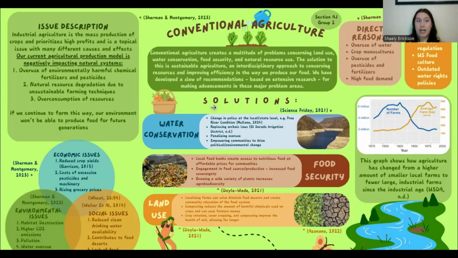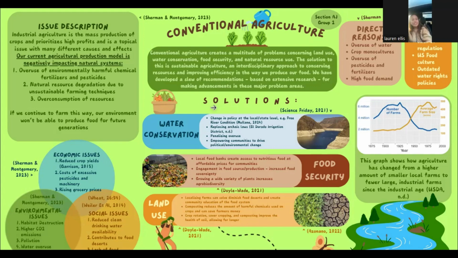For the issue description, industrial agriculture is the mass production of crops and prioritizes high profits. It is a topical issue with many different causes and effects. Our current agricultural production model is negatively impacting natural systems. For one, it's causing the overuse of environmentally harmful chemical fertilizers and pesticides, natural resource degradation due to unsustainable farming techniques, and overconsumption of resources. If we continue to farm this way, our environment won't be able to produce food for future generations.